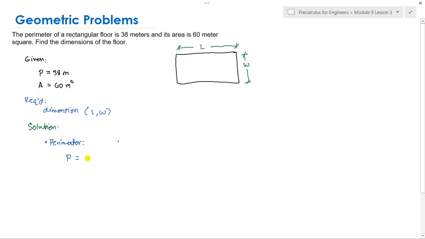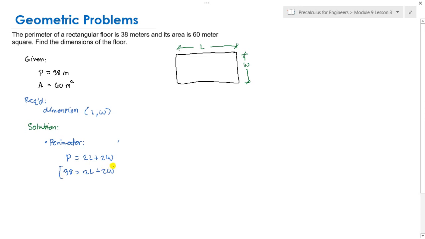Okay, 2L plus 2W. The perimeter is the total enclosure of a certain geometric shape. So this is a rectangle. You just add its enclosure: one length, one width, another length, another width. That is basically all the perimeter is, class. So here we have 2L plus 2W, and we know that the perimeter is 38. So 38 is equal to 2L plus 2W.